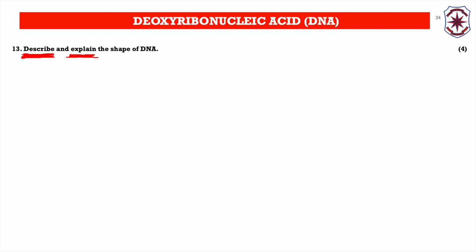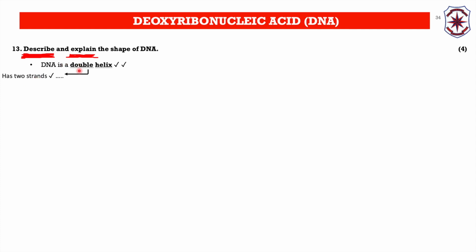So let's start with the description. The description is that DNA is a double helix. That is the description for 2 marks. It is a double helix. Remember, describe means tell us the features of it. Now, to explain what double helix means: the double part means that it has 2 strands.